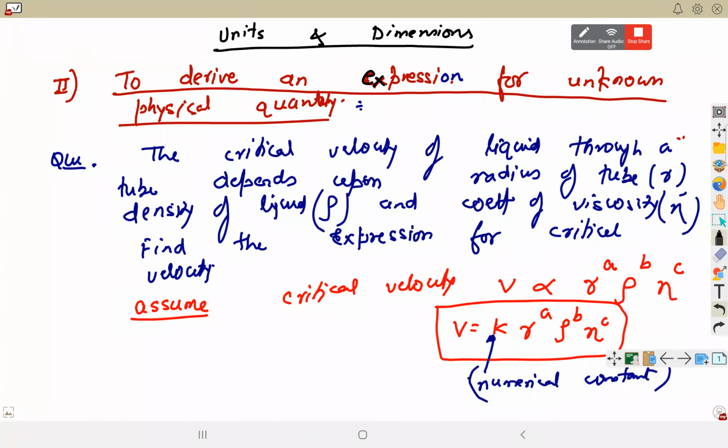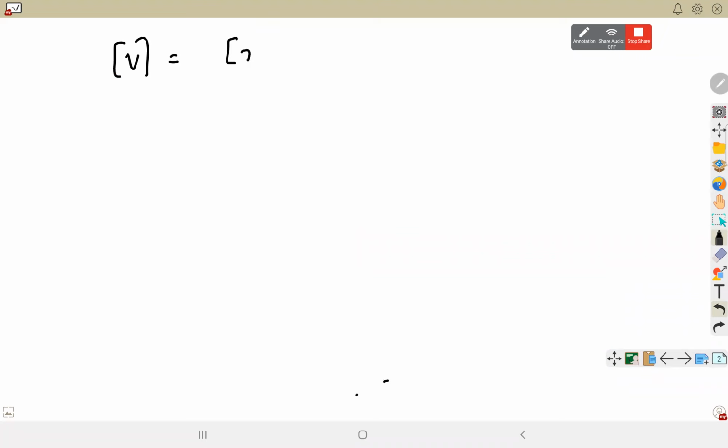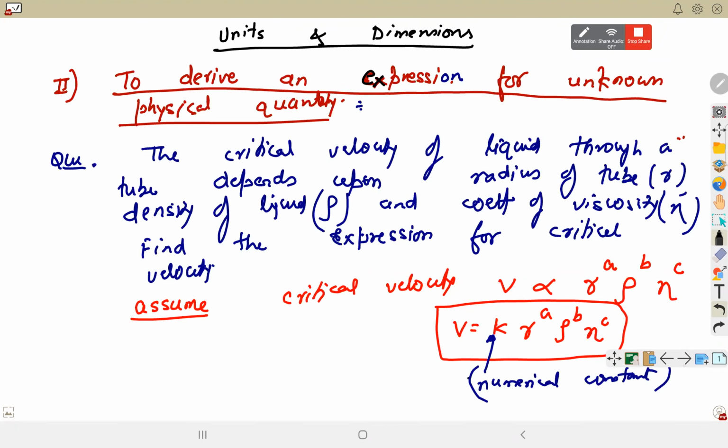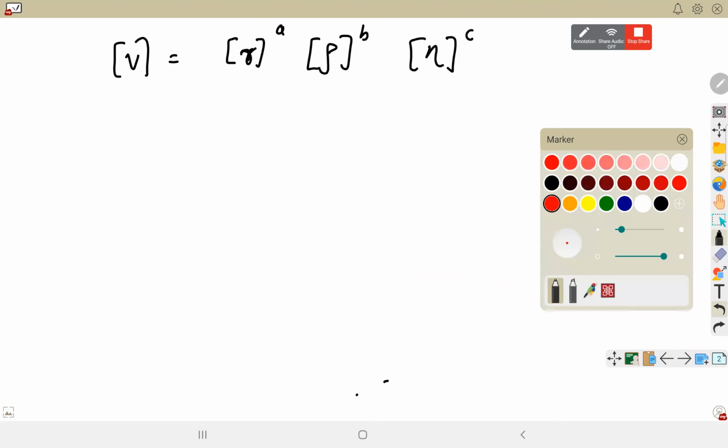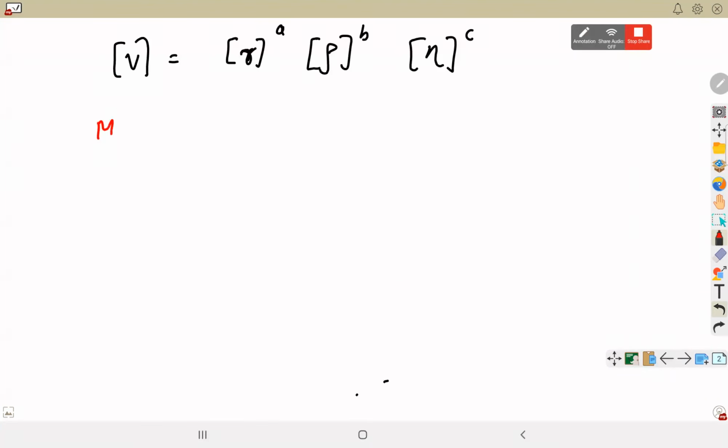Write the dimension on both sides, then compare the powers of dimension M, L, and T, and then solve those equations to find the value of a, b, c. The dimension of velocity equals the dimension of radius to the power a. K is a numerical constant, meaning it has no dimension, it does not have a unit. Density to the power b and coefficient of viscosity to the power c. Now we have to write the dimension on both sides. Left side it is velocity, M0.